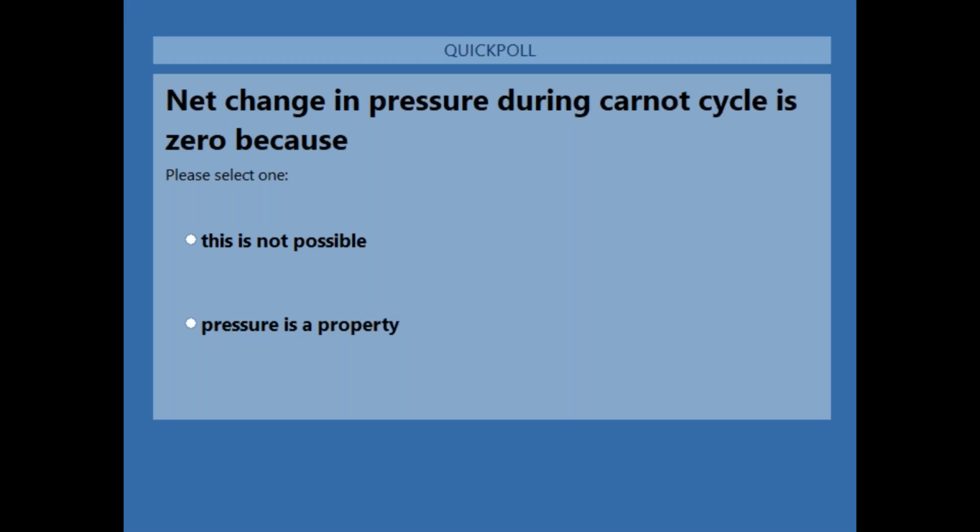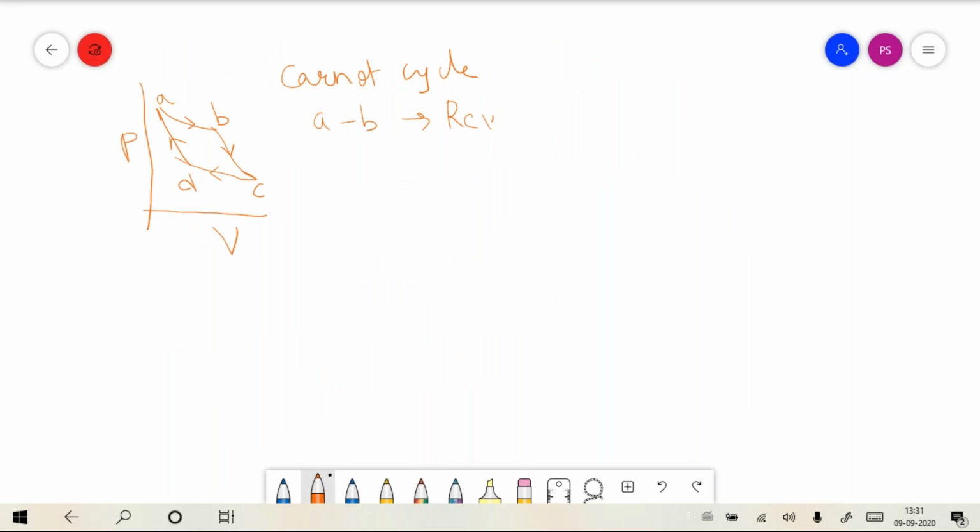Let me close this and share the answer: the net change in pressure during the Carnot cycle is zero because pressure is a property. Look at this whiteboard. You see that I have drawn a Carnot cycle. The Carnot cycle has 4 processes. Process A to B is a reversible isotherm. Process B to C is a reversible adiabatic. Process C to D is a reversible isotherm, and process D to A is a reversible adiabatic.